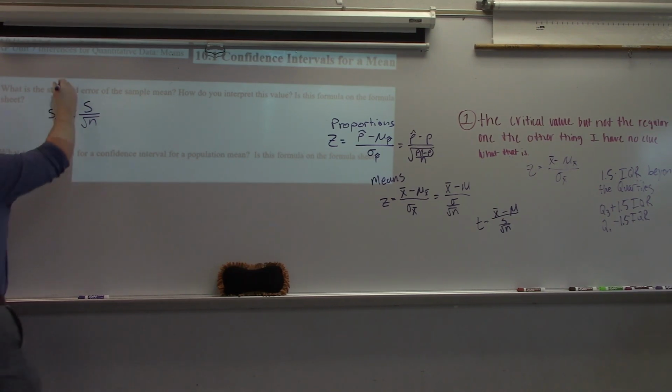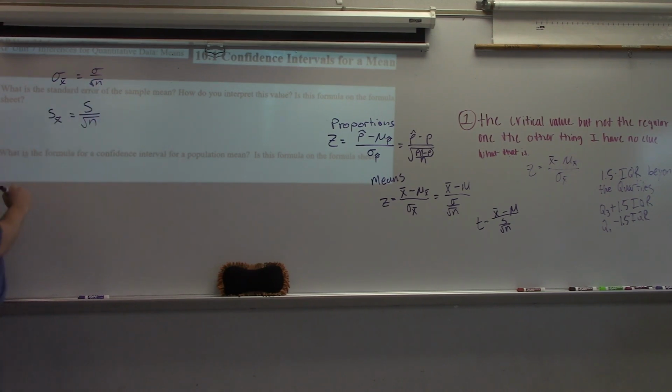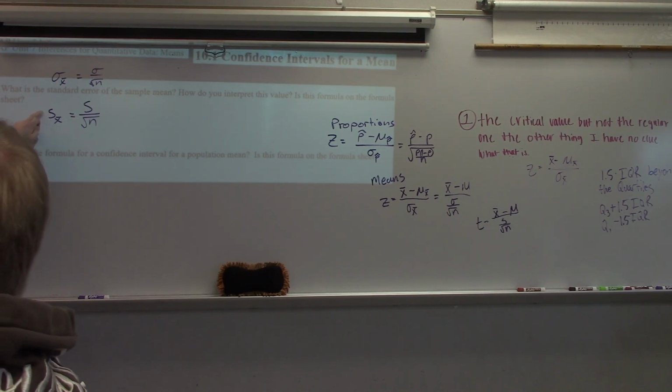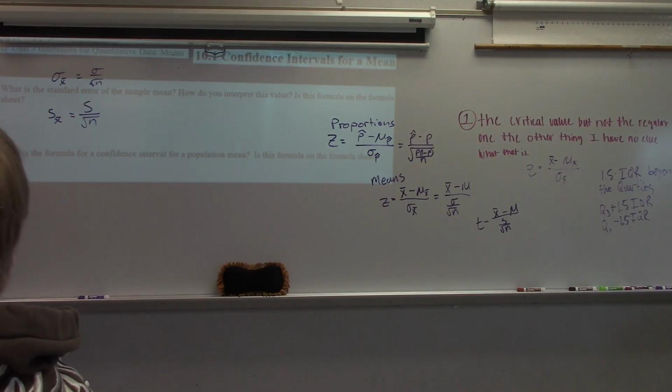Haley, how do we know to use the S here instead of the sigma? Because sigma is for standard deviation and S is for the sample standard deviation. Beautiful. Sigma is for the standard deviation of the sampling means. S is the sample standard deviation of the sample means. So what does that value mean? First off, is this formula on the formula sheet? Yes, most of the big formulas are. What does this mean though?